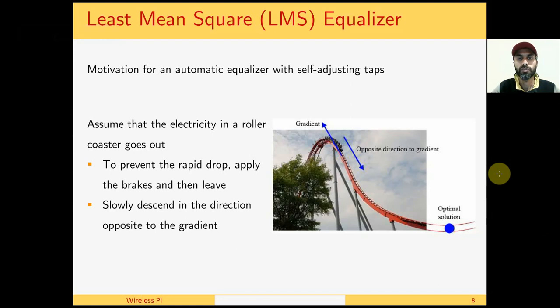Next we come to the least mean square equalizer. An automatic equalizer with self-adjusting taps is required in many scenarios when the channel state information is not known. Even when it is known, it eventually changes with time.